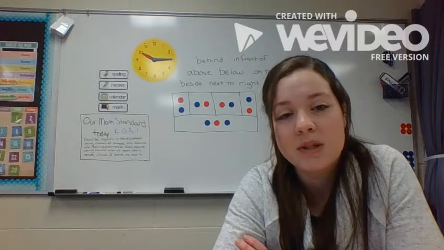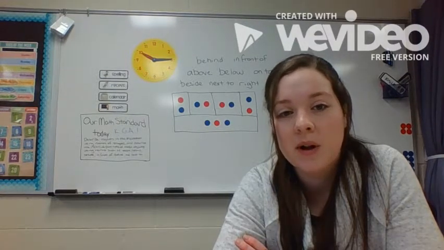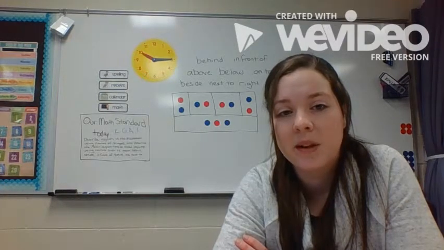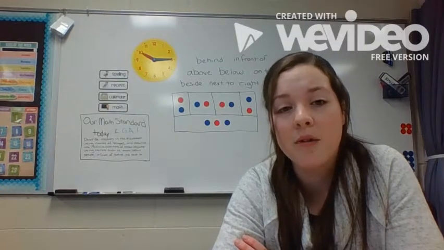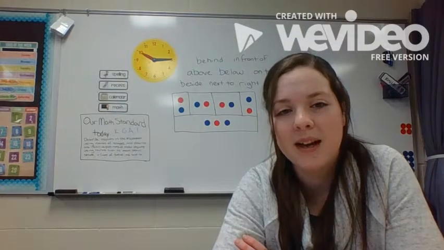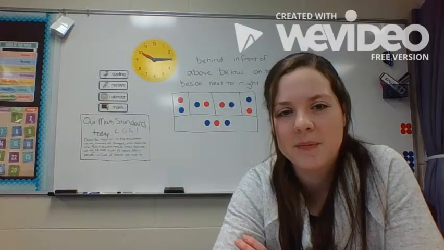Today's lesson was about positional words. Positional words are words that tell us where we can find things. So some examples of positional words are above and below and to the right and to the left.